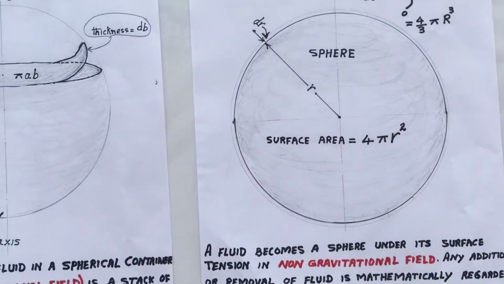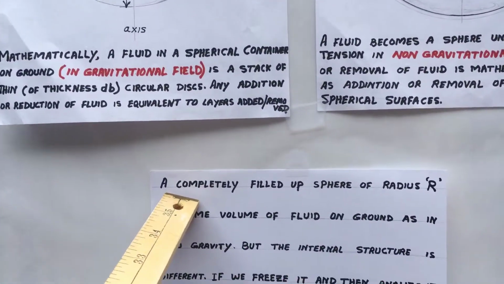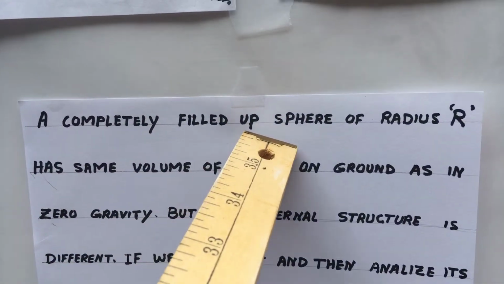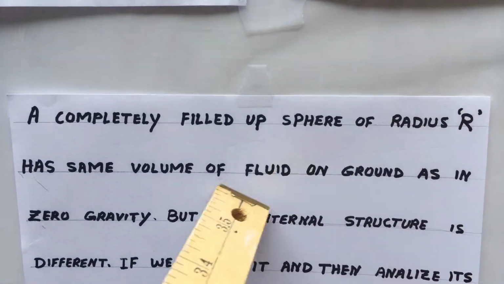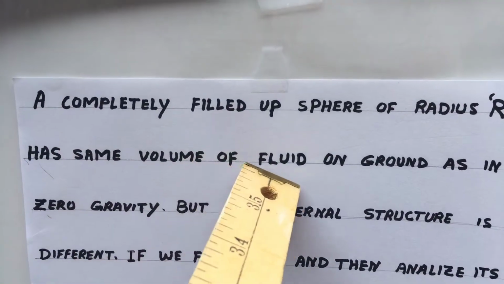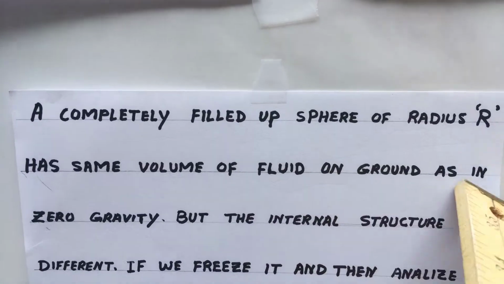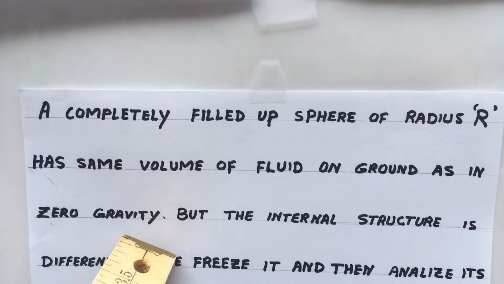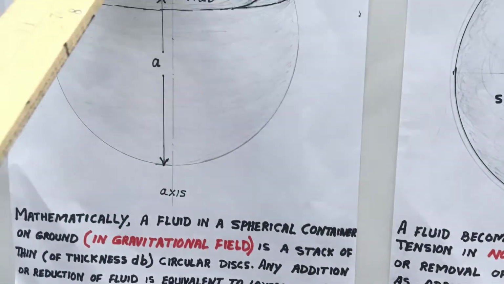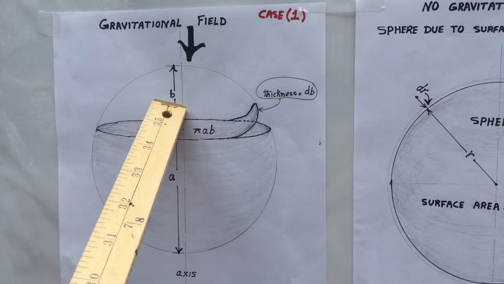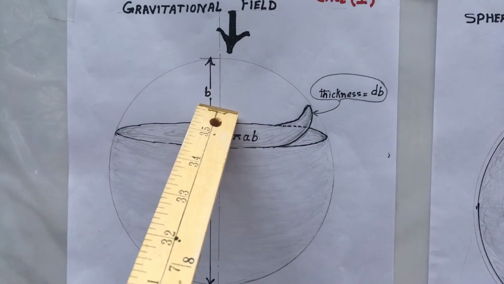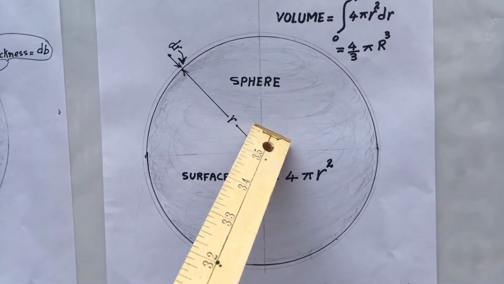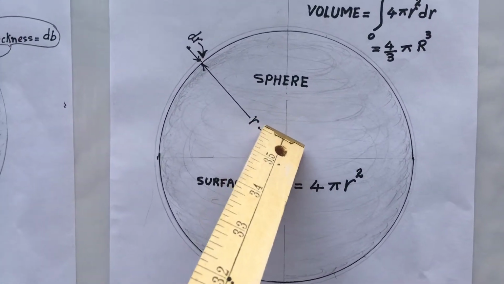Now let's compare the two fluids. A completely filled sphere of radius r has the same volume of fluid on the ground as in zero gravity. So, both fluids, if this sphere is completely filled up, have the same volume of fluid as in case 2, if both spheres are of radius r.